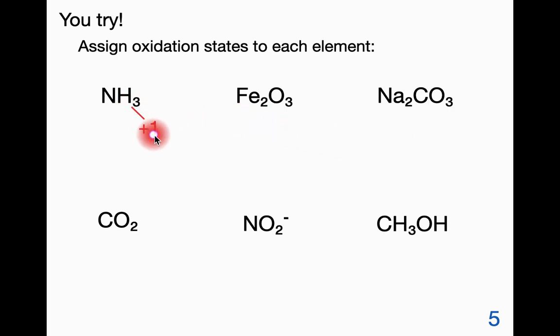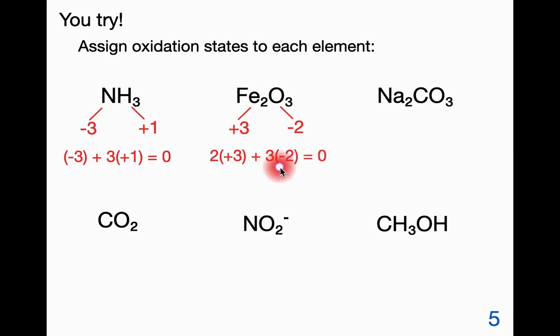Hydrogen, +1. Nitrogen must be a -3, so that when we add them all together, we get 0. This is not a monatomic or polyatomic ion. It has no charge. Same thing for this compound. The oxygen has a -2, so that must mean that the iron has a +3. When we add together the 2 irons and the 3 oxygens, we'll get a sum of 0.